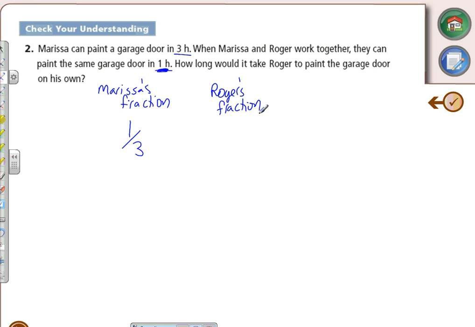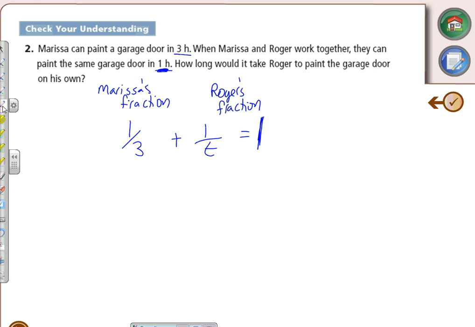What percent of the door can he paint? Well, if she's painting 1/3, he's obviously painting the other part. We're just going to call it, though, 1 over t. So that's the rest of the fraction. And all that together, her fraction plus his fraction have to equal 100%, or 1 whole door that's being painted.